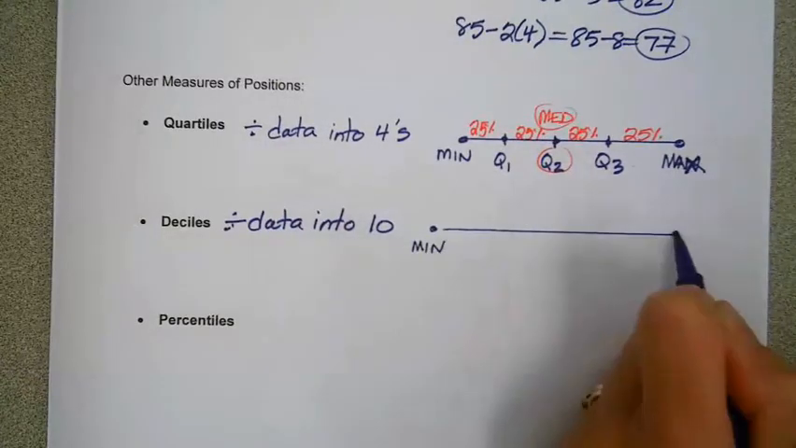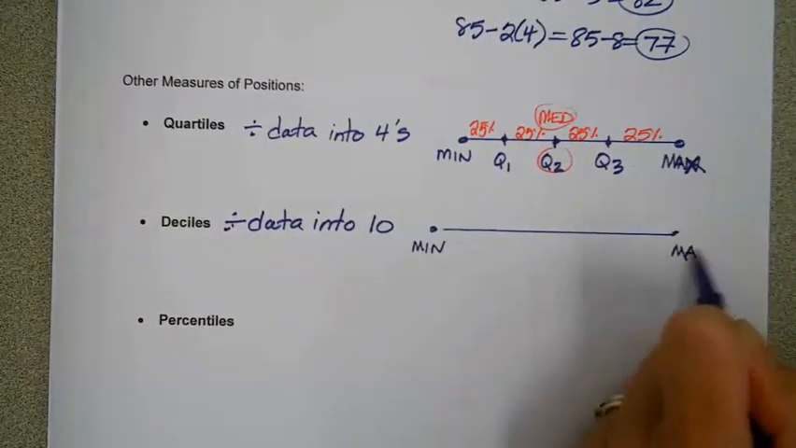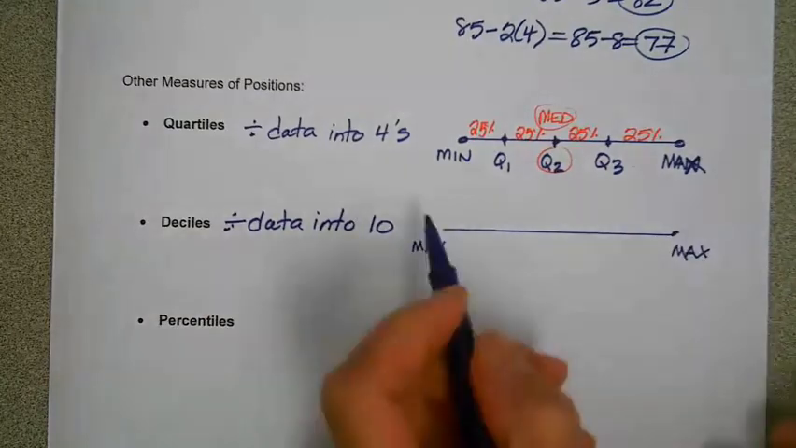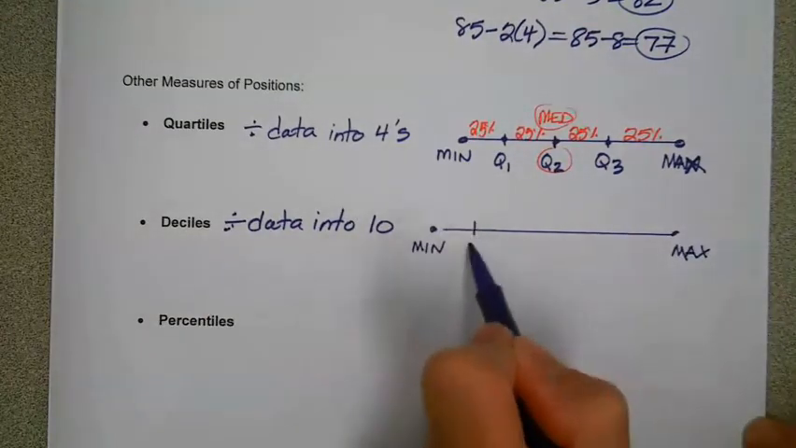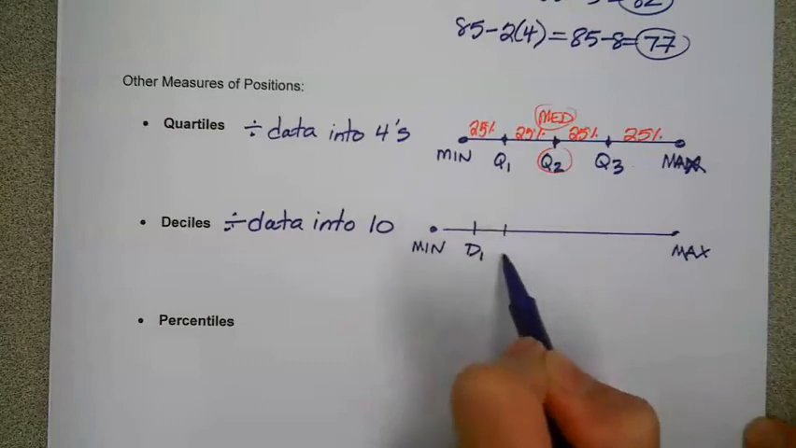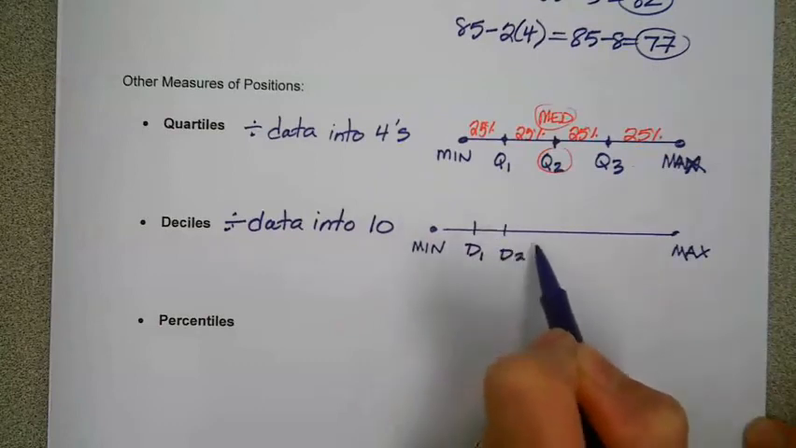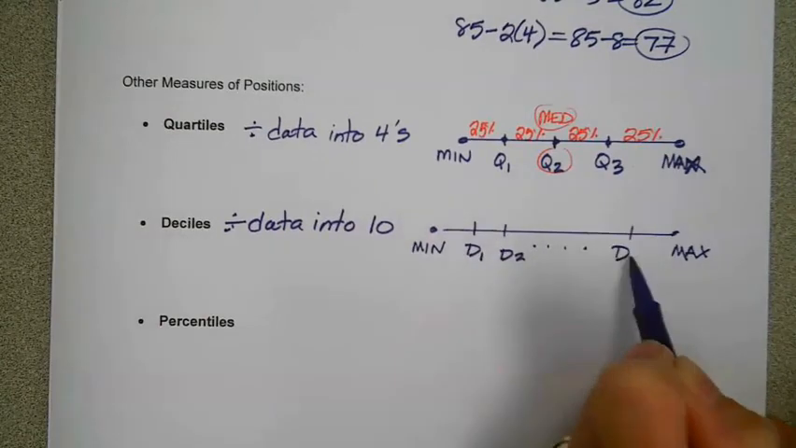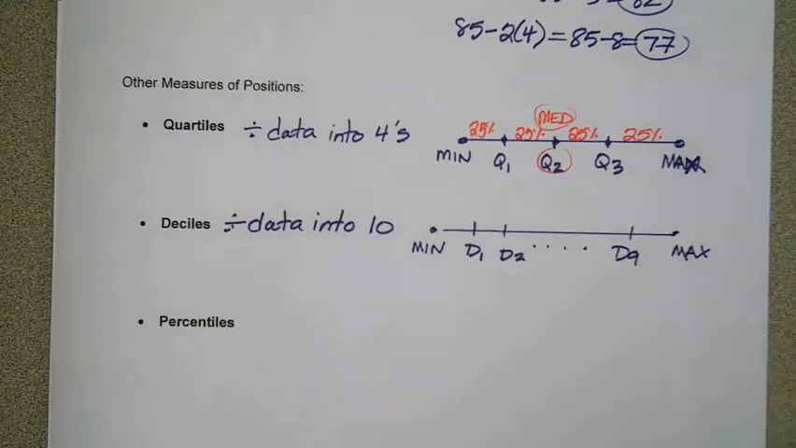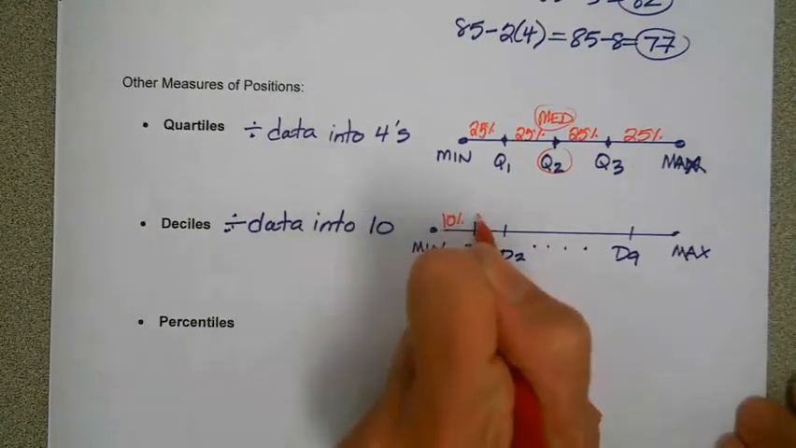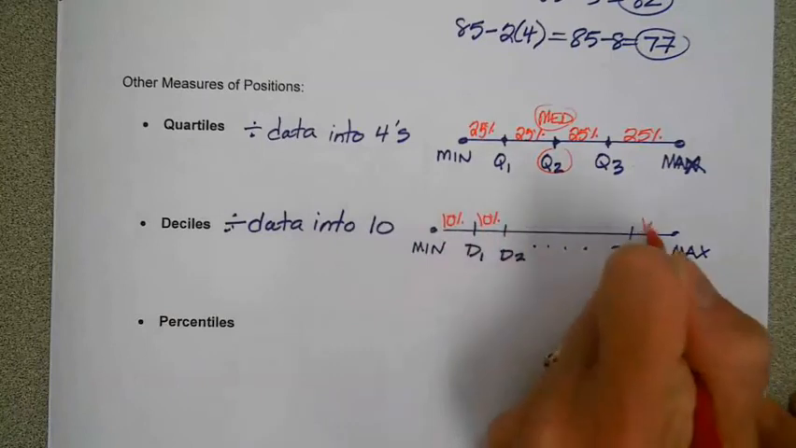So again, if we looked at our data from min to max, and if we want to divide into 10 sections, we would have deciles 1 to 9. So D1, D2, and I'm just going to put ... and our last one would be D9. And we would have 10% of the data represented in each of those sections.